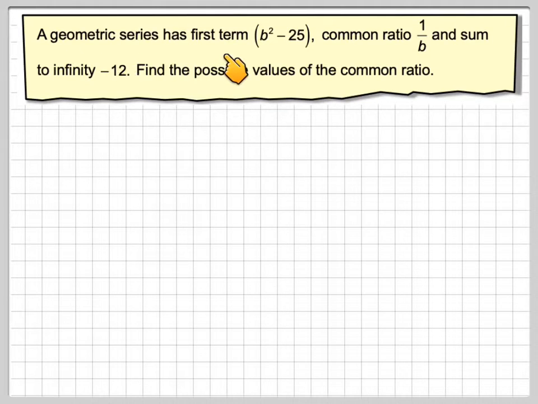A geometric series has first term b squared minus 25, common ratio of 1 over b, and sum to infinity of minus 12. Find the possible values of the common ratio.